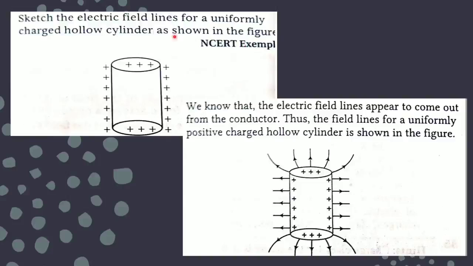And you have again taken from your NCERT, you have to sketch the electric field lines for a uniformly charged hollow cylinder. So of course field lines have to be perpendicular. But here if you see, the upper view will be like this, that you can draw the upper view. It will be simply like a circle, and then from the circle you can take the lines coming out. So it will be the upper view of the cylinder.